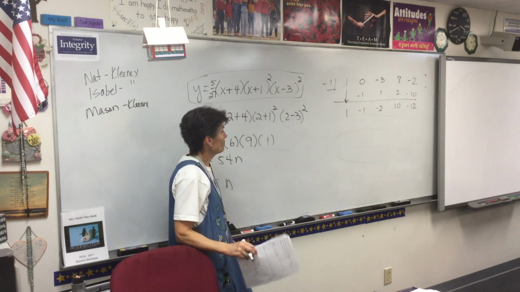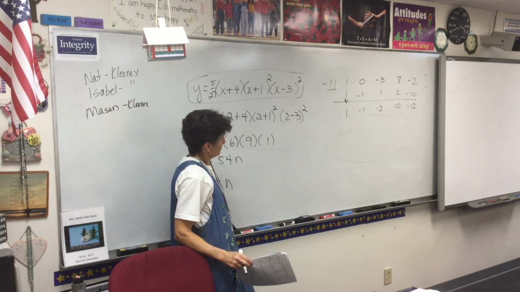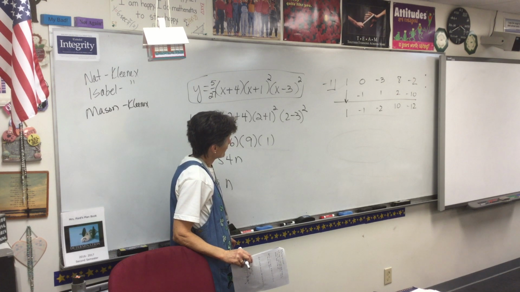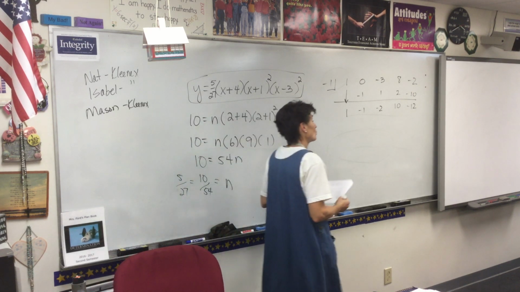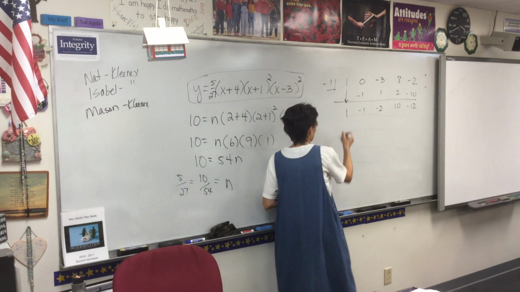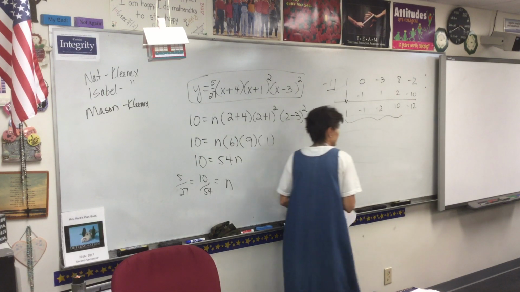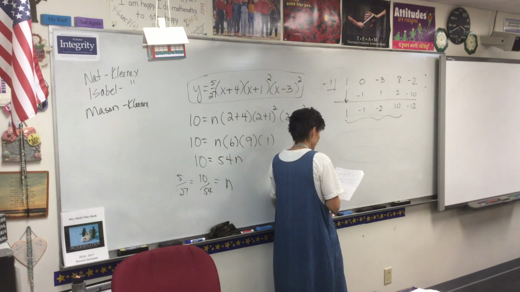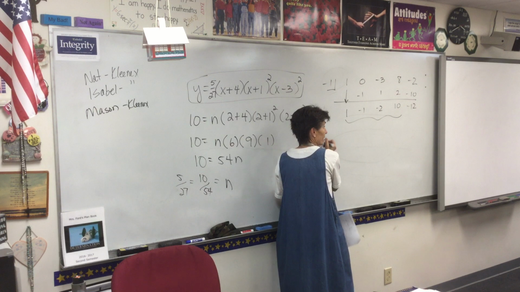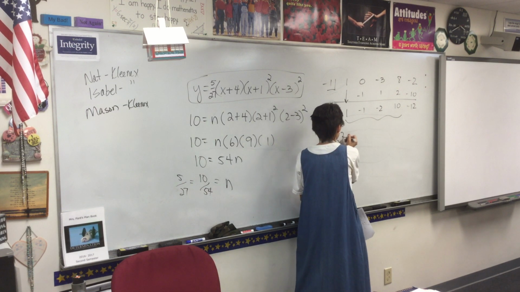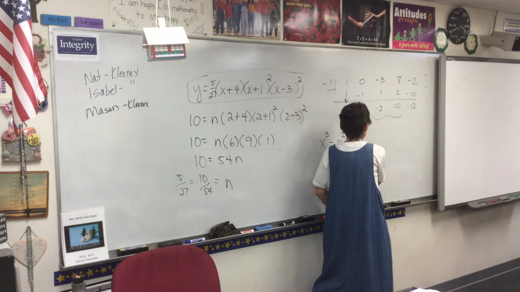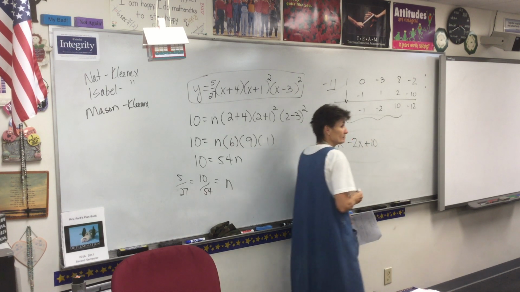Now, I don't know if I made any mistakes or not. Did I make any mistakes? Okay. So what's the quotient? Well, the quotient is all of this. So for this problem, that would be x to the third minus x squared minus 2x plus 10.